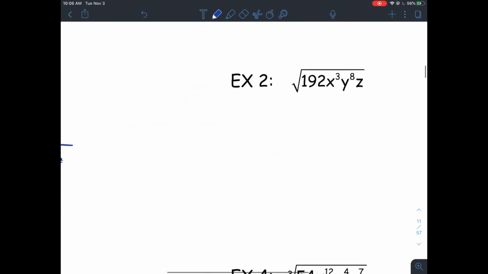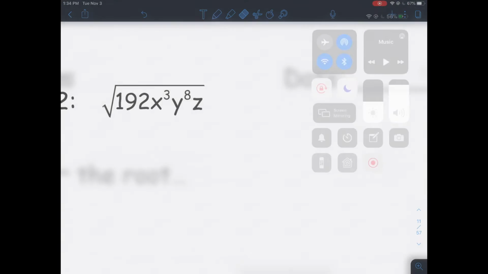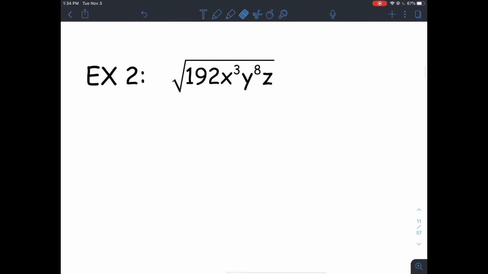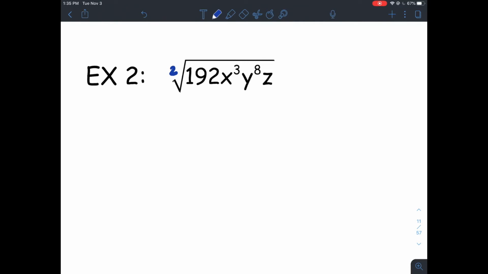All right. So if we look at example number 2, let's go ahead and try another one. First let's break down 192. So again, we've got a square root, so we're trying to pull things out in pairs, right? We've got to find a perfect square is essentially what we're looking for here. So if we go through and do our division, we should figure out that we could break 192 up into 81 and 2.